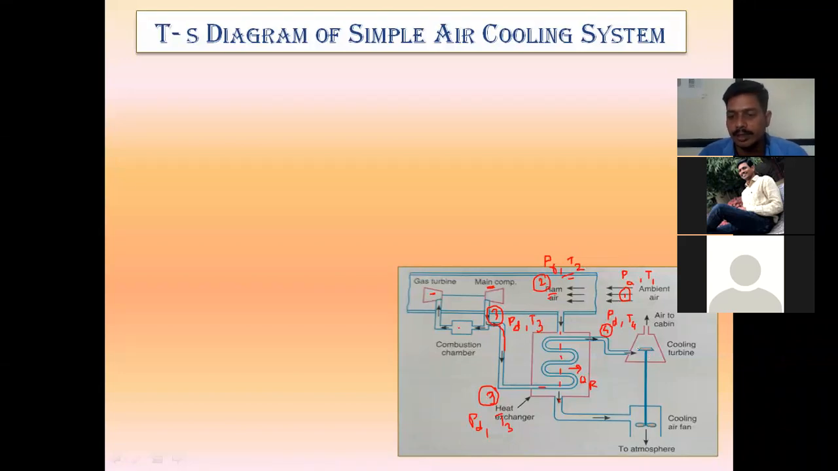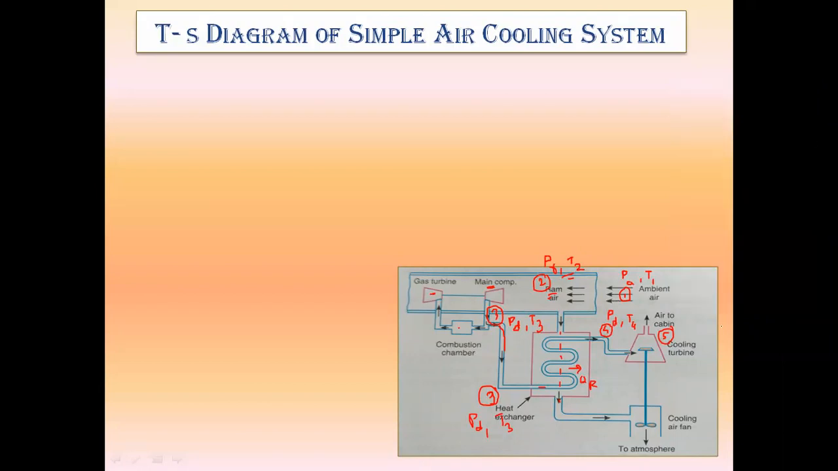Inside the cooling turbine, the pressure of that air goes on decreasing. So the 4 to 5 process will occur inside the cooling turbine, and because of this expansion, the pressure of the air decreases from delivery pressure to the cabin pressure. So point number 5 will have the pressure as cabin pressure, and the temperature of the air will further go on decreasing.